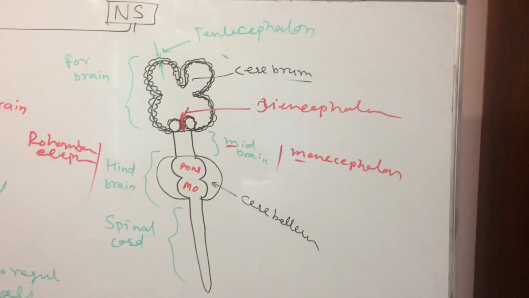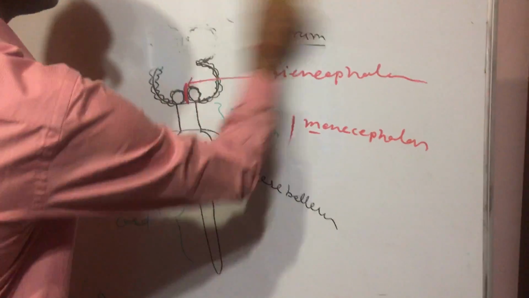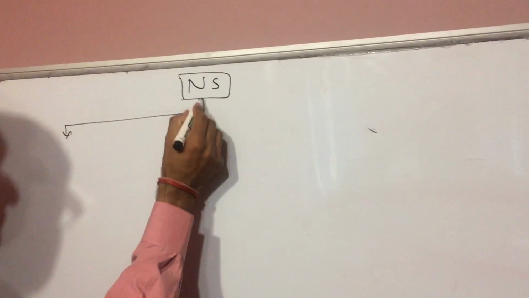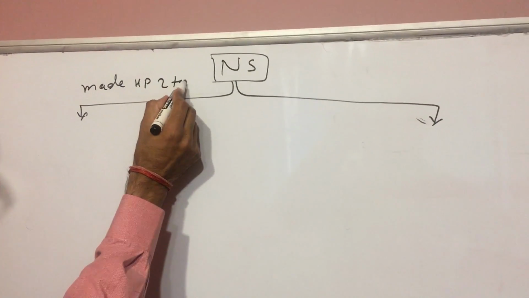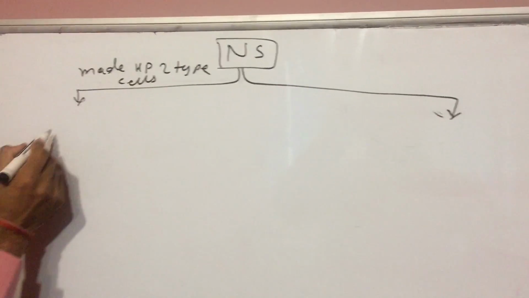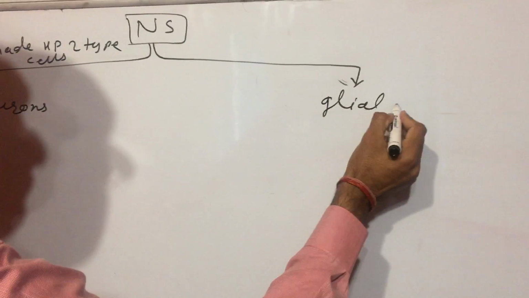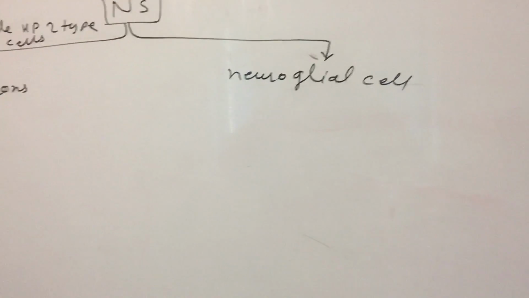Now we will discuss how the brain is made up and what is inside the brain. The nervous system is made up of two types of cells. The first one is the neuron, and the second one is the glial cell, the neuroglial cell.